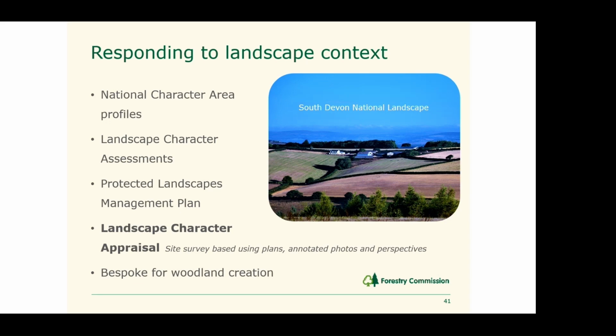But what our real toolkit is about is this landscape character appraisal. So it's taking the big picture on board, but it's looking at your site and the immediate setting of your site. So we have a document that I'm going to flag up shortly. It's bespoke for woodland creation, and as I say, visual material is a very efficient way of communicating how you get from A to B. So that includes plans, but not just plans, also annotated photographs and, where appropriate, perspectives.